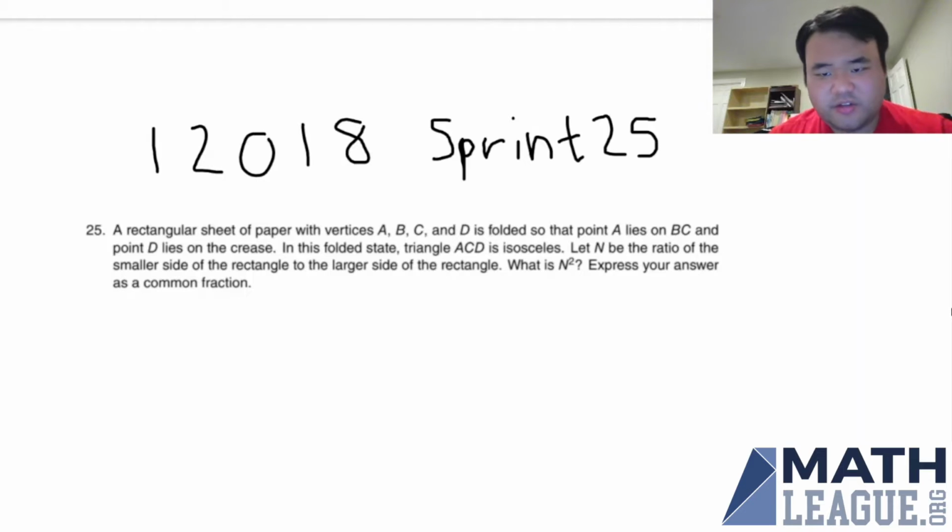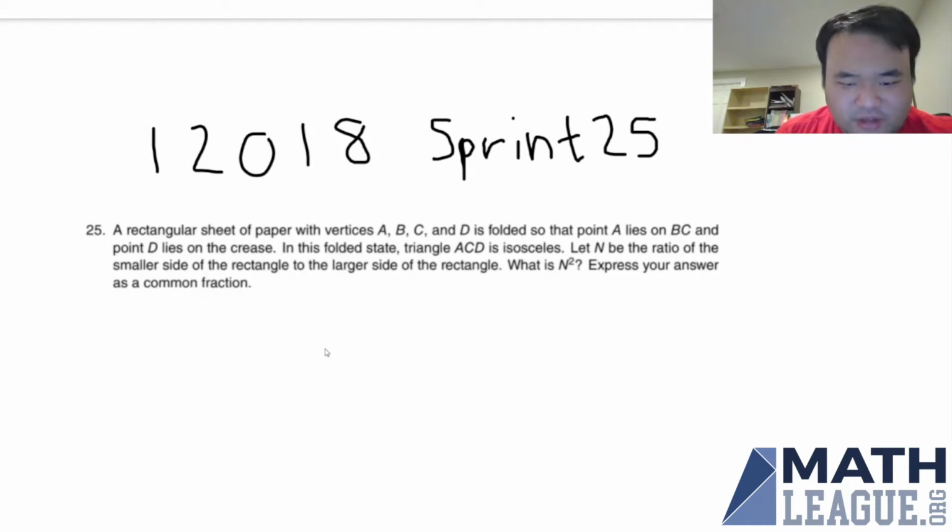This is problem 25 from the sprint round on test 12018. A rectangular sheet of paper with vertices A, B, C, and D is folded so that point A lies on BC and point D lies on the crease. In this folded state, triangle ACD is isosceles. Let n be the ratio of the smaller side of the rectangle to the larger side of the rectangle. What is n squared? Express your answer as a common fraction.